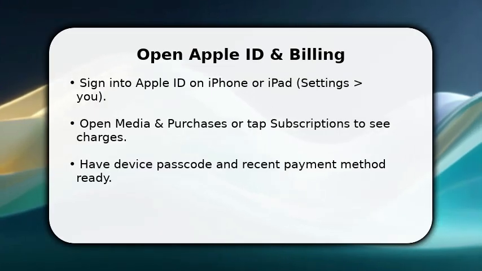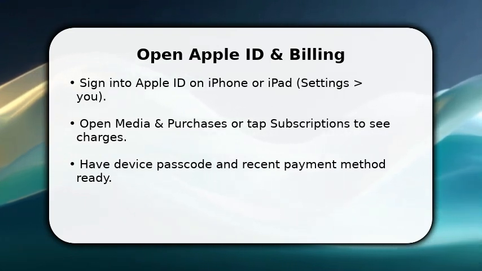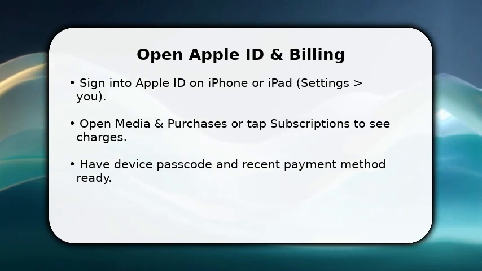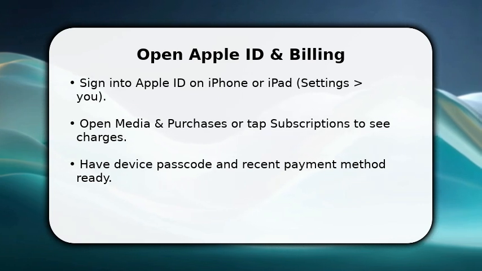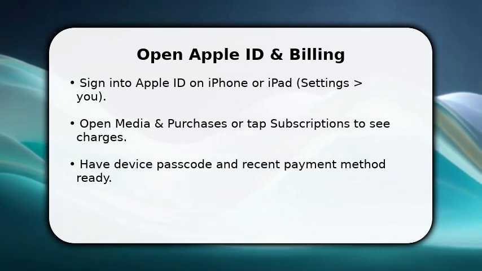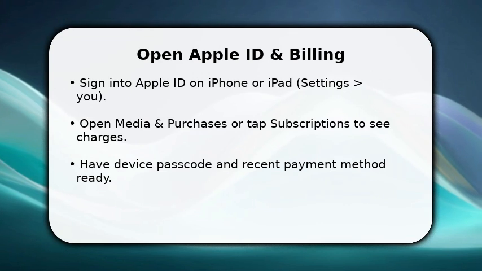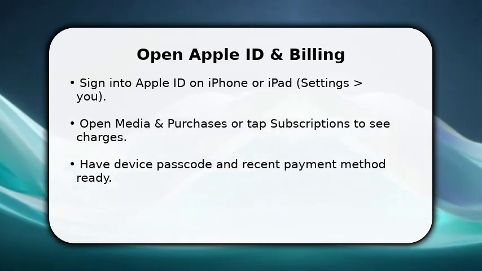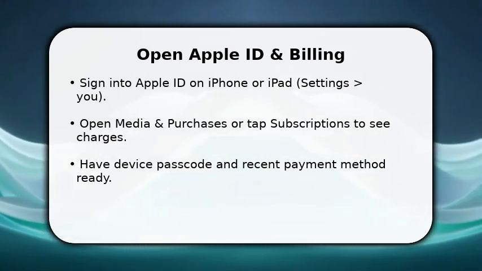You start inside Settings by tapping your name at the top to open Apple ID. Once done, choose Media and Purchases or scroll to Subscriptions. This quickly surfaces recent purchases. Make sure to authenticate with Face ID, Touch ID, or your passcode so you can view details. You're doing this to match charges and find receipts. By going straight to your account area, you avoid hunting through apps. Keep your payment method visible so you can confirm the billed amount.